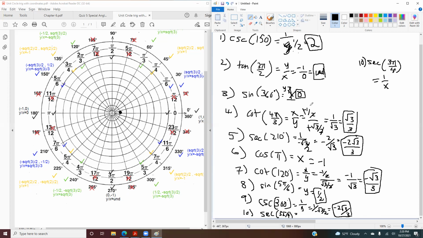And what is the x value for 3 pi over 4? Negative square root 2 over 2. So it's x, so it's a negative. So this is 1 over negative root 2 over 2, because it's this one, the yellow one. Anyone know how to simplify this 1 over that? The 1 over means we flip, right? So it becomes -2 over root 2.